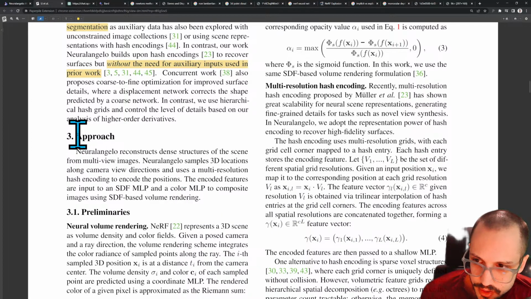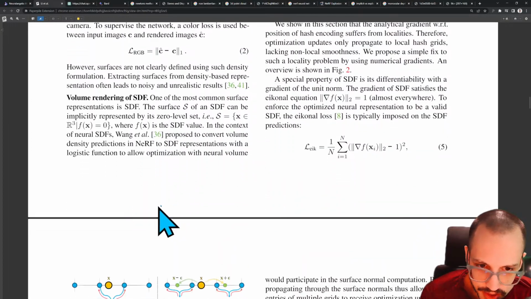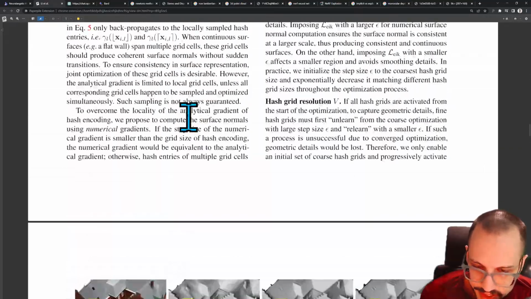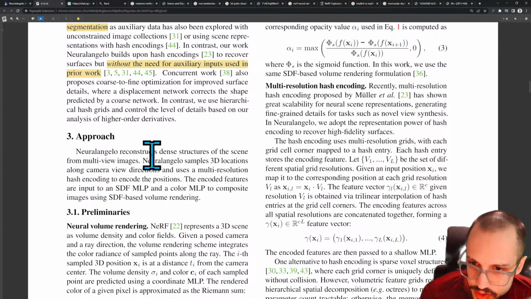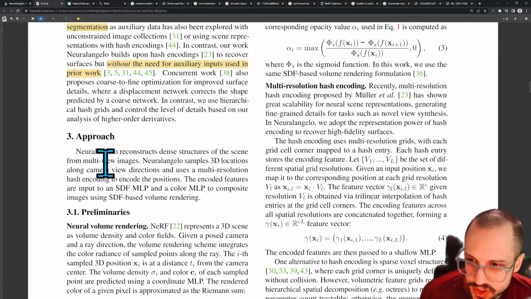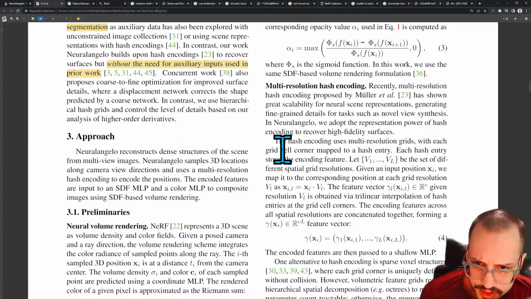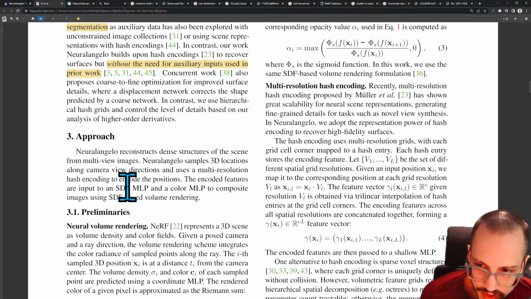Okay, approach. So that was the related work. Now we're going to actually get into the real math here, where they're going to explain exactly what they're doing. I'm actually kind of excited here. Neuralangelo reconstructs dense structures of the scene from multi-view images. Neuralangelo samples 3D locations along camera view directions and uses a multi-resolution hash encoding to encode the positions. The encoded features are input into an SDF MLP and a color MLP. Okay, so you have two different MLPs here. You have one for the SDF and then one for the color, right?